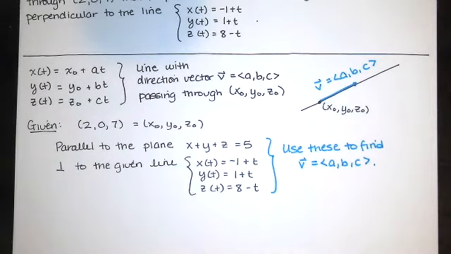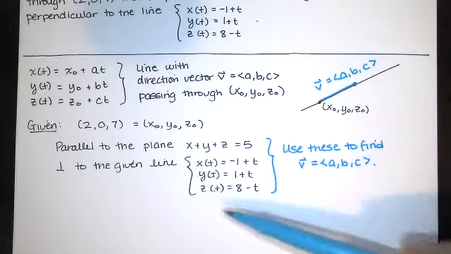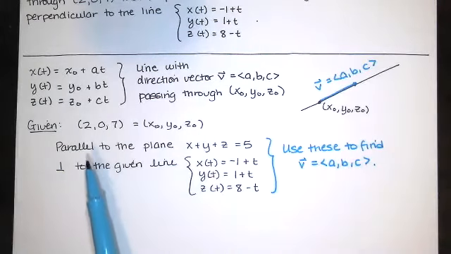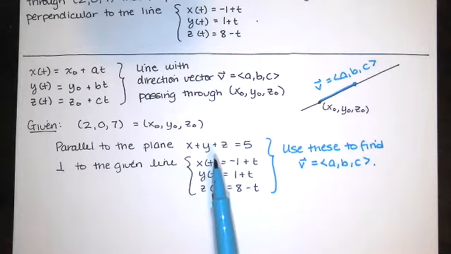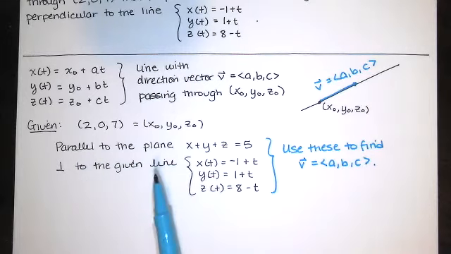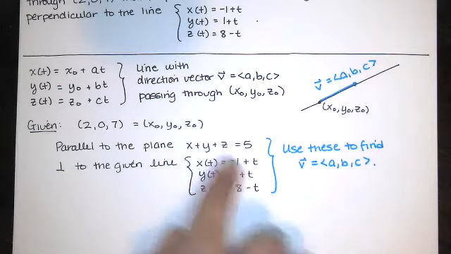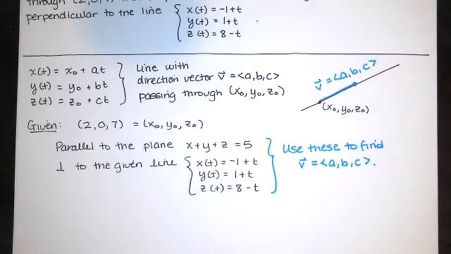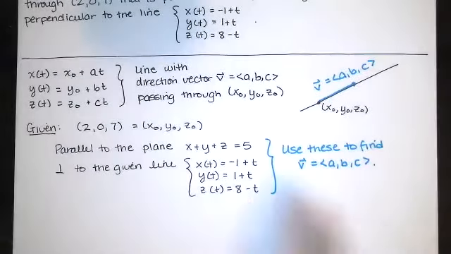Now, again, it's harder than it looks. They didn't just give us a, b, and c. We're going to have to do a little bit of calculation, and we're also going to have to think conceptually about what it means for our line to be parallel to a plane and our line to be perpendicular to this given line. So I want to do this second one first because it's a little bit easier to think about. We're told that our line is perpendicular to this line.